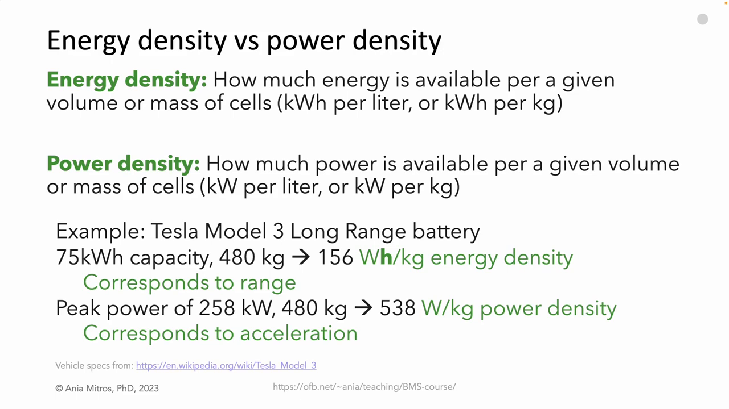For example, for a Tesla Model 3 long-range battery, we can calculate the energy density from the battery capacity and weight, and calculate the power density from the vehicle's peak power and the battery weight. Note the different units: watt-hours per kilogram and watts per kilogram.